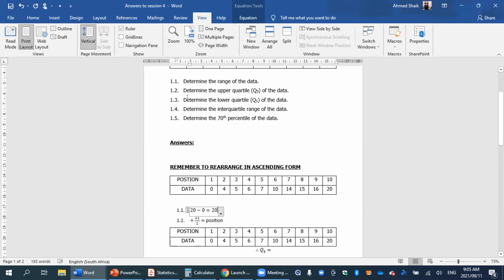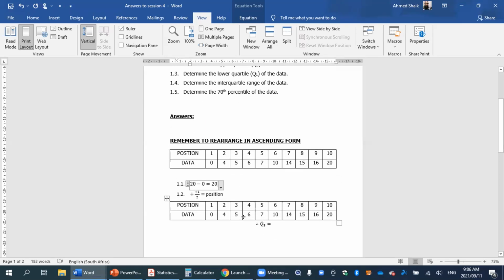Let's look at 1.2. 1.2 says to determine the upper quartile, quartile 3, of the data set. Okay, so let's get to that. In order for us to work out the upper quartile, we need to establish which is the lower half of the data set and which is the upper half. If we look at our data set, it has 10 data values, and if you split that in half, you're left with 5 at the front and 5 in the back.